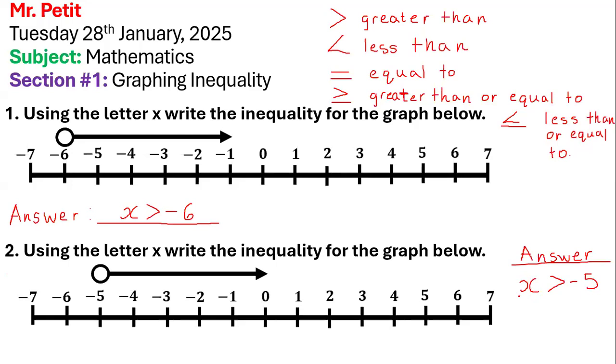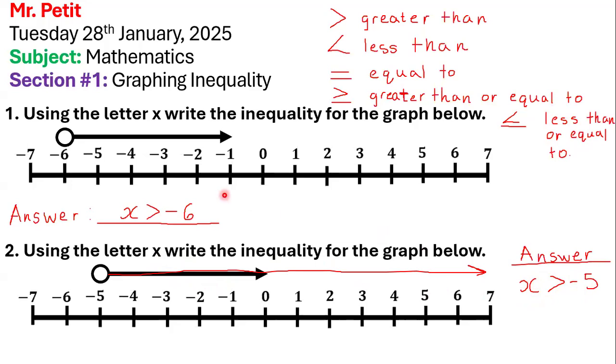Let me know if y'all had this. X is greater than -5 because if you look at this, all these numbers to the right are greater than -5. 7 is greater than -5, 6 is greater than -5, 3 is greater than -5. So X, which is our variable, is going to be greater than -5. That's what this is saying.